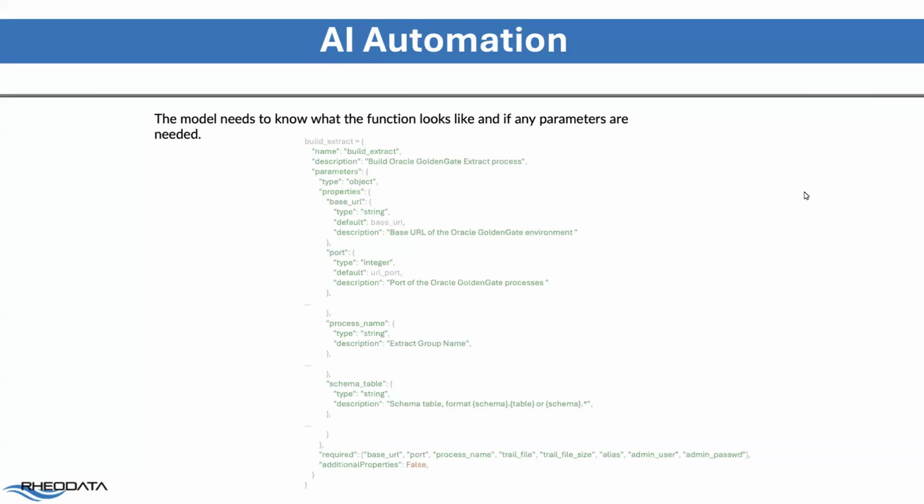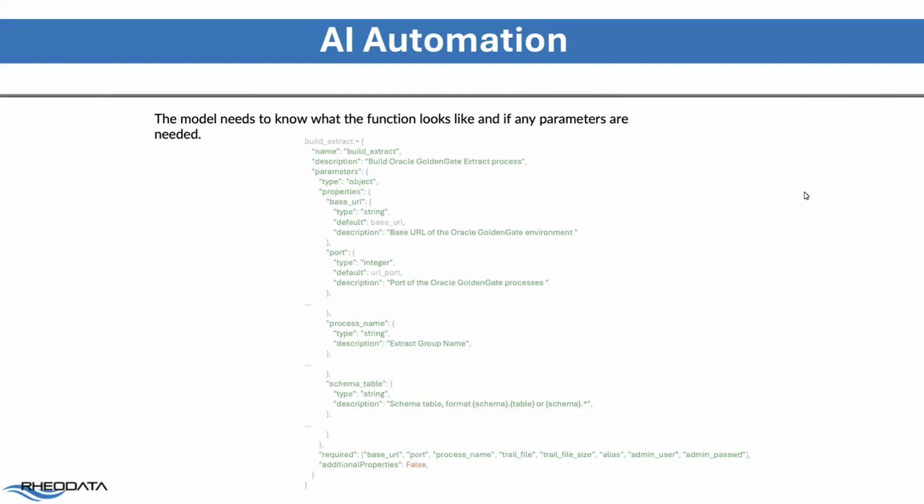As I mentioned, functions and tools is how you do it, but in order to make it work, you have to format the functions and tell the function what parameters it expects to have. In this case, the function I'm using out of the script is build an extract. So I have to tell the AI, I want you to build an extract, and I'm going to name the function build extract. I'm going to give it a description of building an extract process. And then I want to provide all the parameters I need, which are object types, and then their properties. So I've got a base URL, port, and then a process name, schema, table.